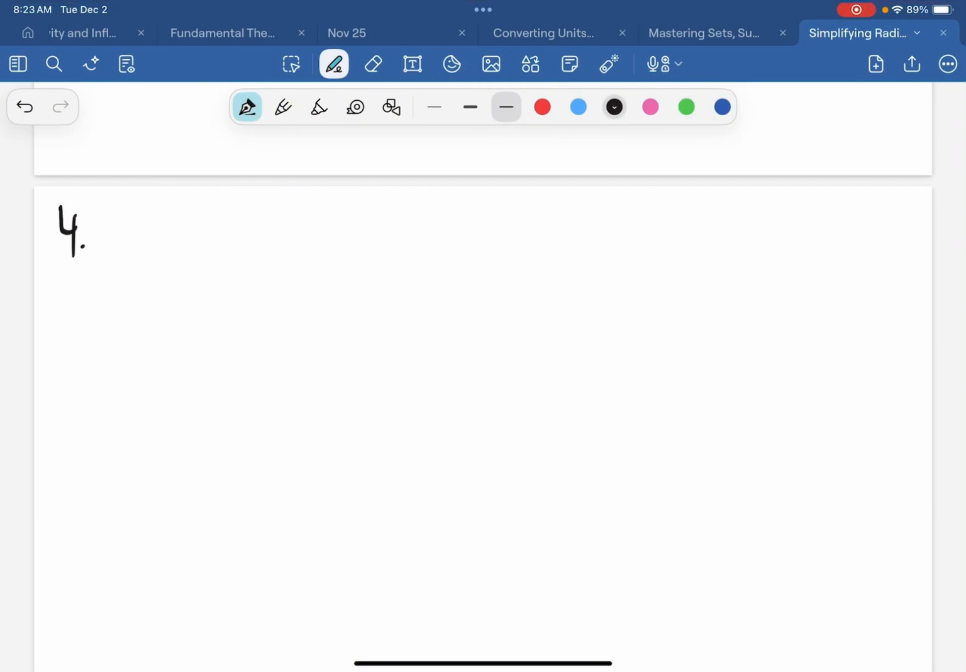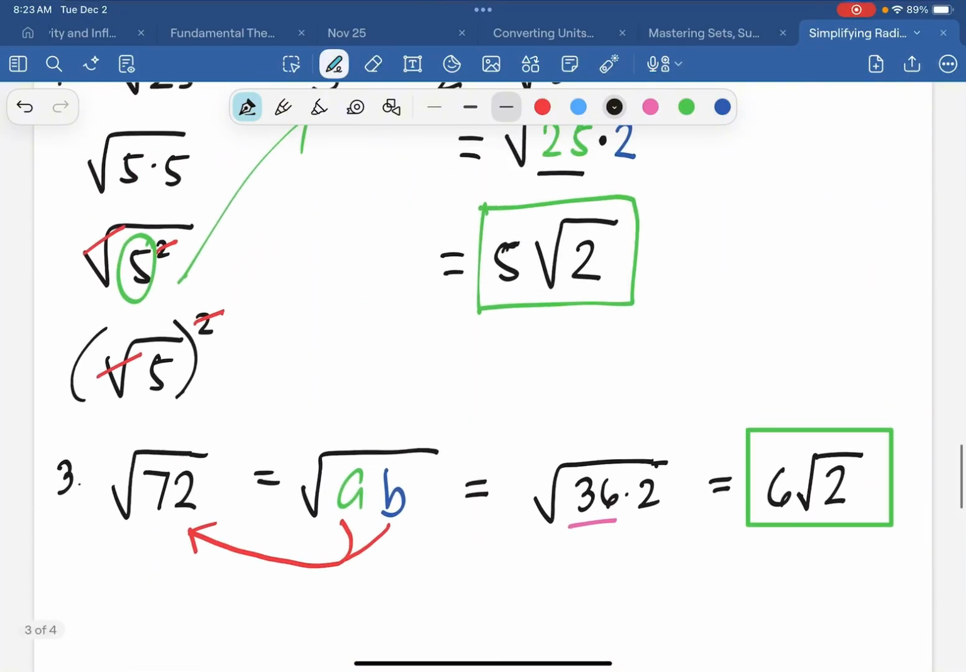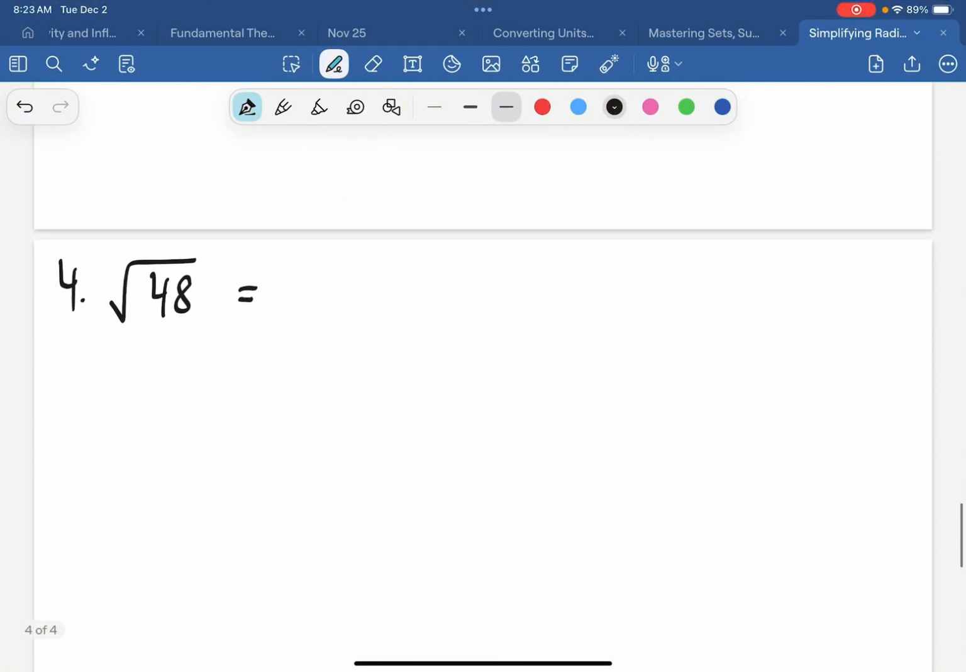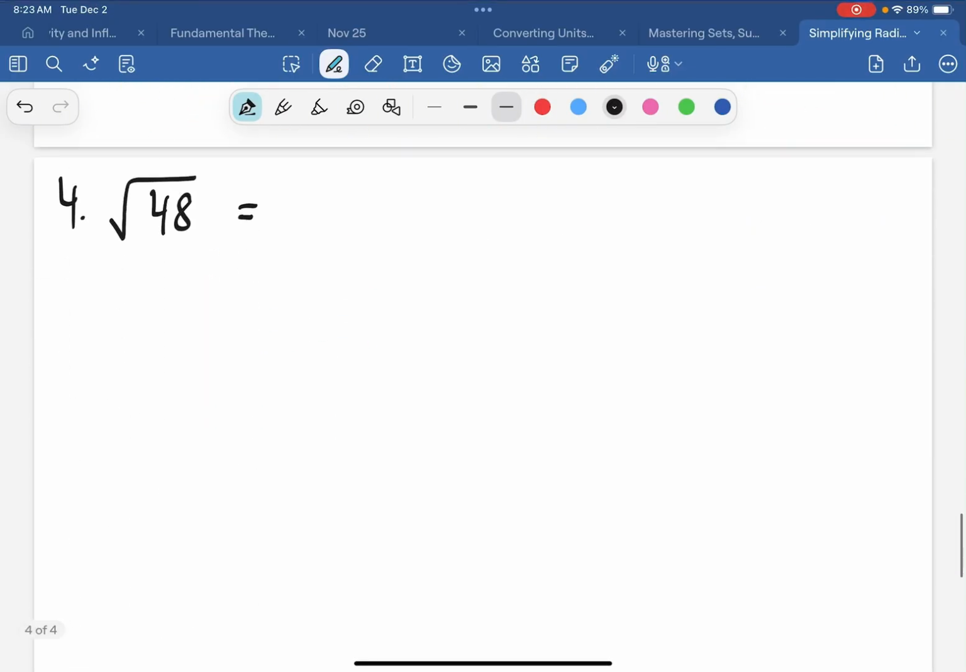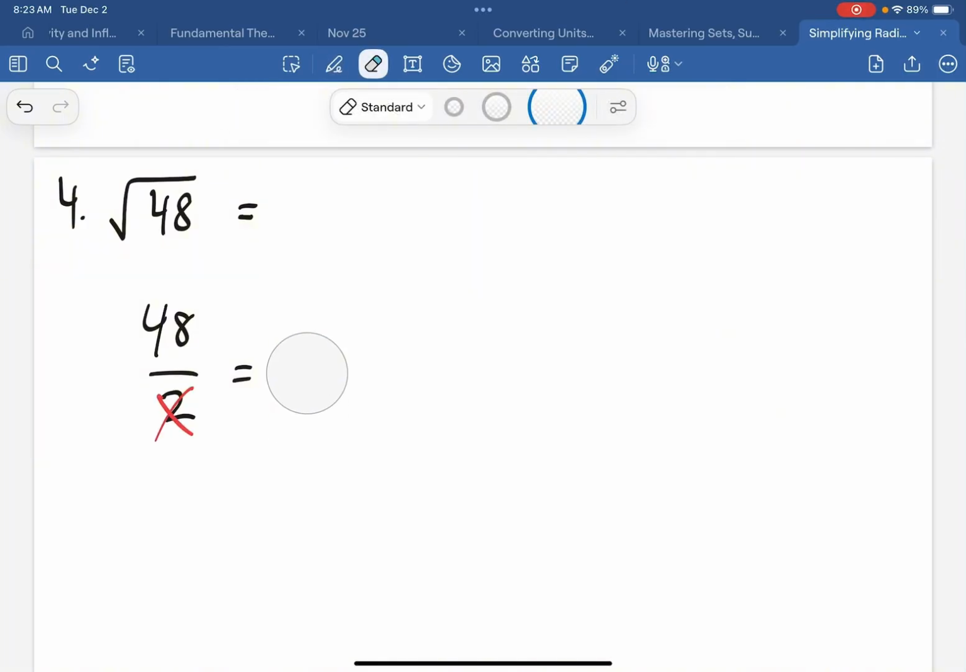Now let's have square root of 48. Okay, so earlier it was easy for us to have 50 and 72 because we could just divide both of them by 2. So 50 divided by 2 is 25. 25 is a perfect square number, which made it easy, similar to 72. Now, let us try 48. So 48 divided by 2 is 24. However, 24 is not a perfect square.